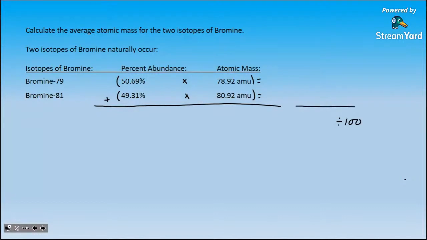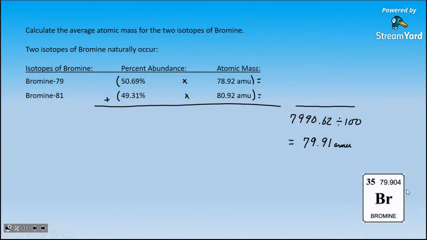And when I do that, I get 7,990.62, making sure I read my calculator correctly this time. And then I'm going to divide that by 100. And when I do so, I'd get 79.906, with the 6 rounding that 0 up to a 1. And I get a final answer of 79.91 AMUs for bromine.